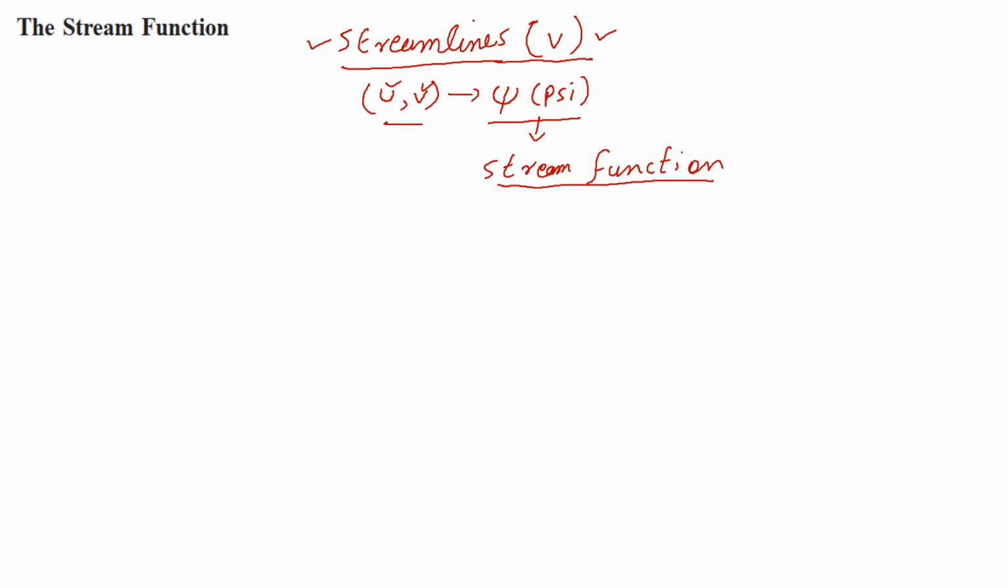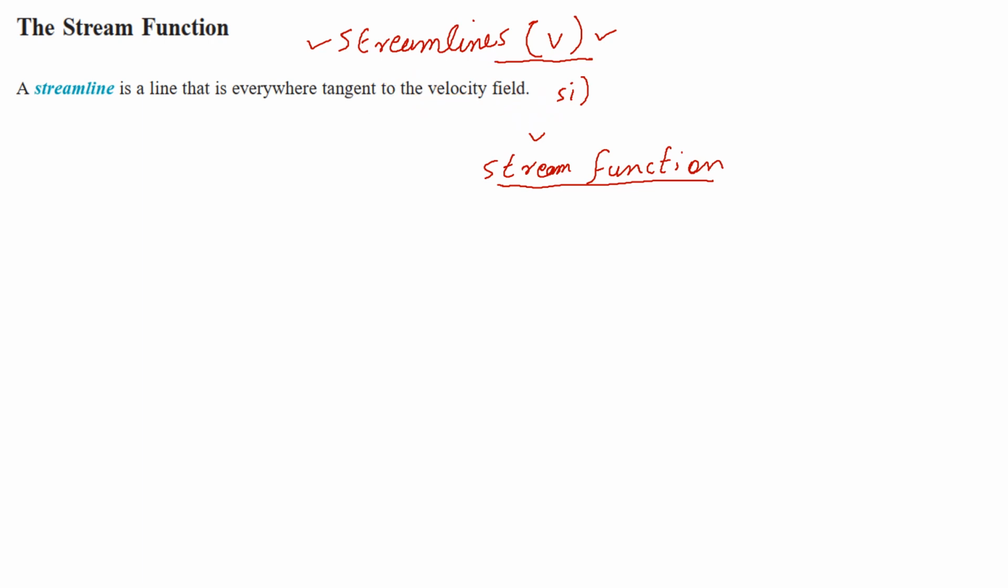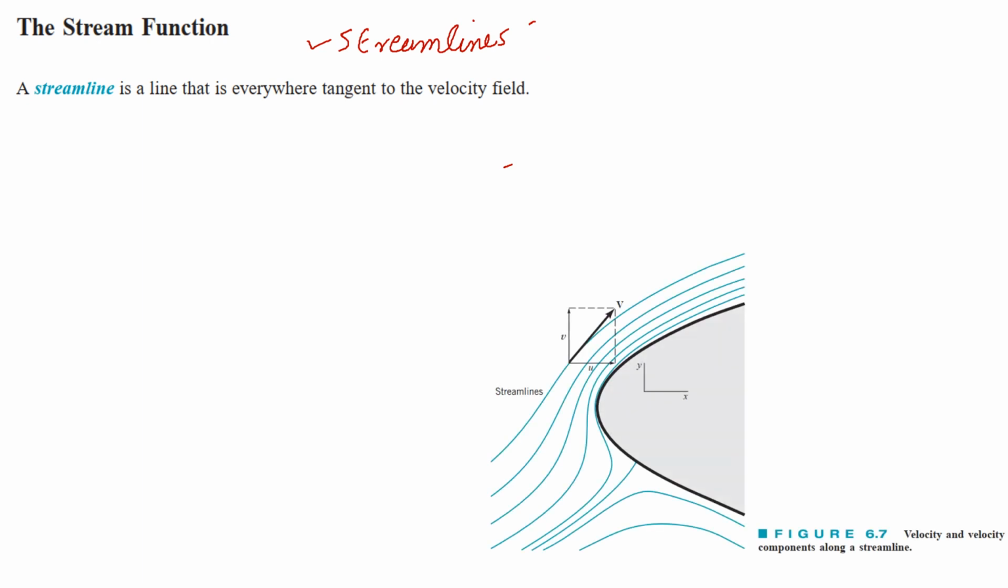So first, this is what our definition for the streamline was: a line that is tangent to the velocity field. To give you a better visualization of that, let's use this diagram. In this diagram you can see that these lines are tangent to the velocity vector, and here is our velocity field, and this is a line tangent. A streamline is a line that is everywhere tangent to a velocity field, and these are our streamlines.